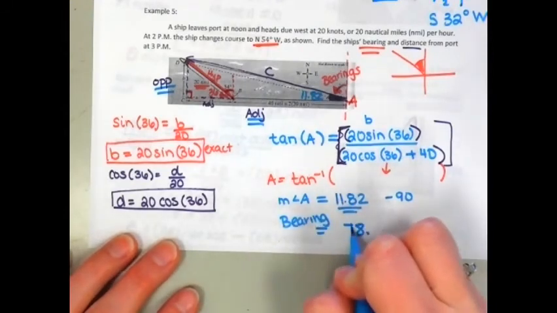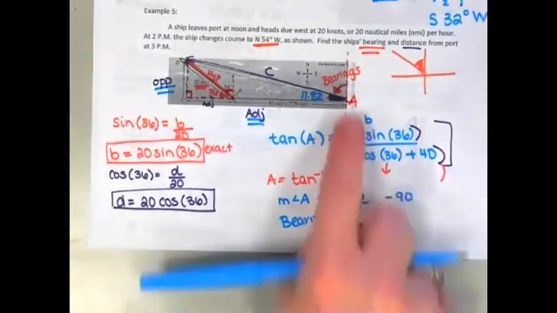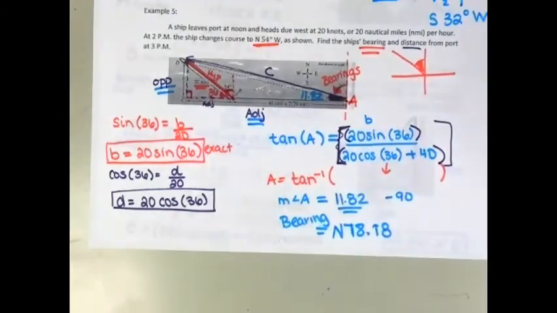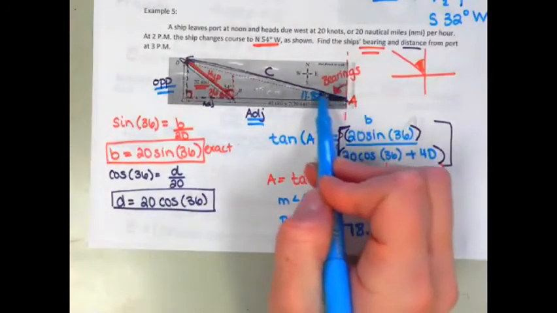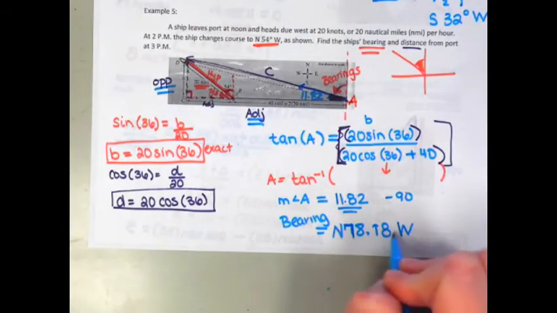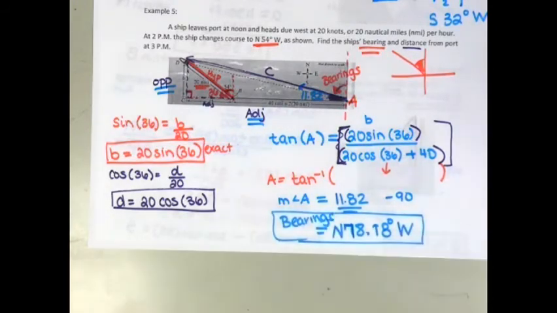78.20. Huh? 78.18. Okay. So now, what is my bearings? This is north. What? Northwest. So it'll be north 78.18 degrees west. And there's my bearings. Okay. Now we still need to find what? Our distance.